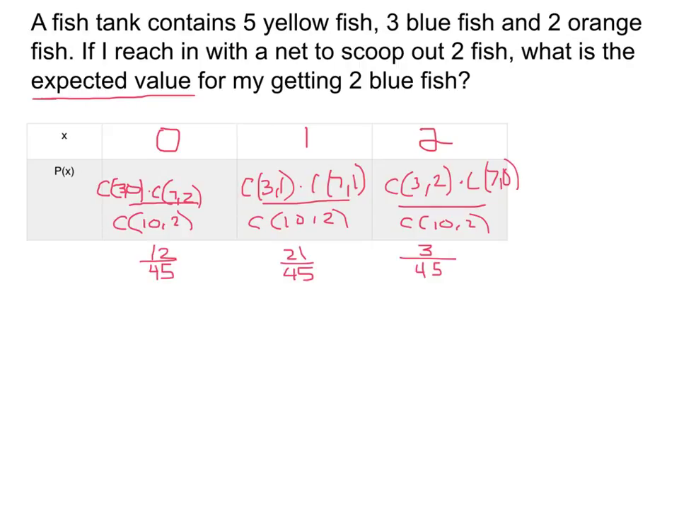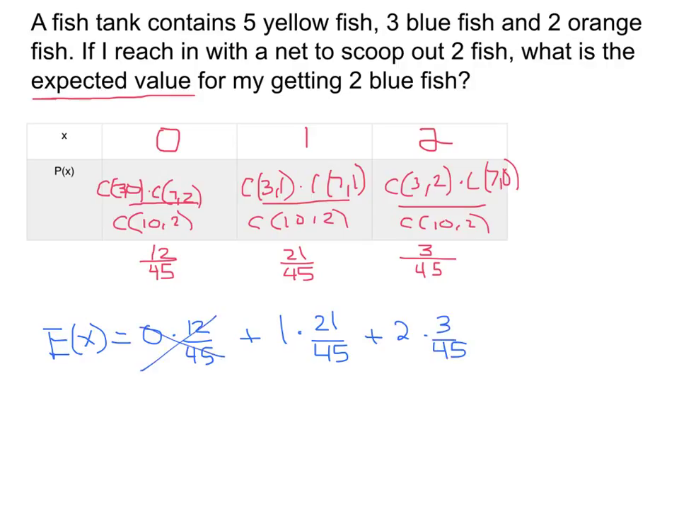After our computations, we end up with the first probability being 12 out of 45, the second one being 21 out of 45, and the third one being 3 out of 45. In order to find our expected value, we're going to multiply each x times its probability. So we've got 0 times 12 over 45 plus 1 times 21 over 45 plus 2 times 3 over 45. Well, this we can cross off because 0 times anything is just 0. And so we get 21 over 45 plus 6 over 45, which is equal to 27 over 45.